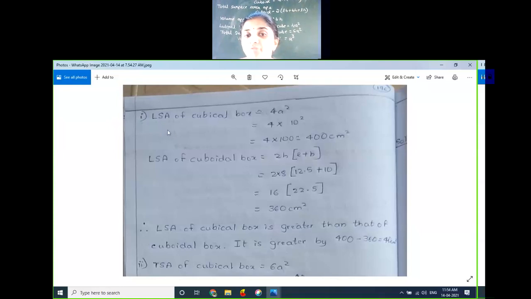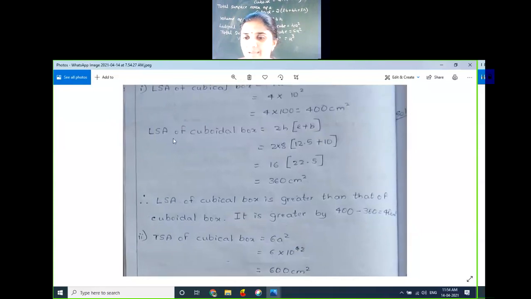Lateral surface area of the cubical box formula is 4a square, that is 4 into 10 square, 4 into 100, 400 centimeter square. Now same to same, we have got the LSA of cube and we have to find out the LSA of cuboid. That is 2h into (L plus B), that is 2 into 8 into (12.5 plus 10). So final answer is 360.